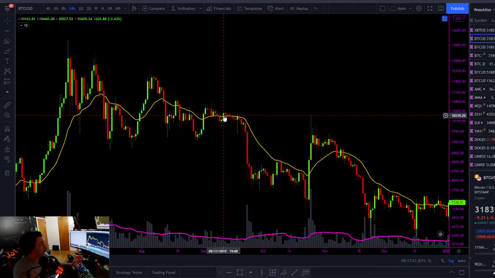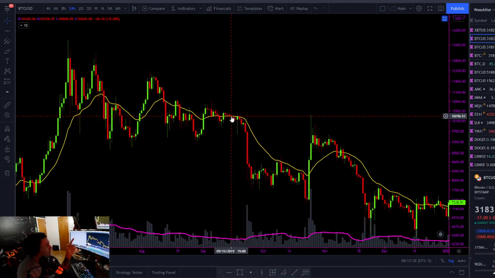So here's the strategy. If you get 2 consecutive candle closures above the 21 exponential, that's a long position. If you get 2 candle closures below the yellow 21 exponential, you short.